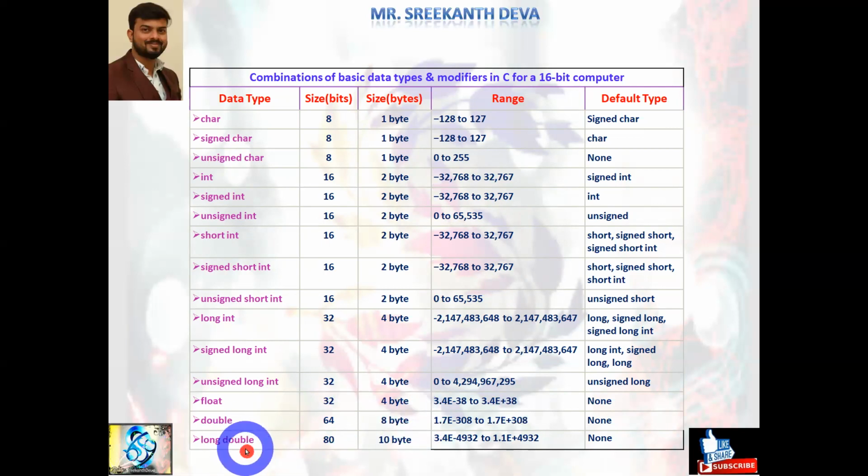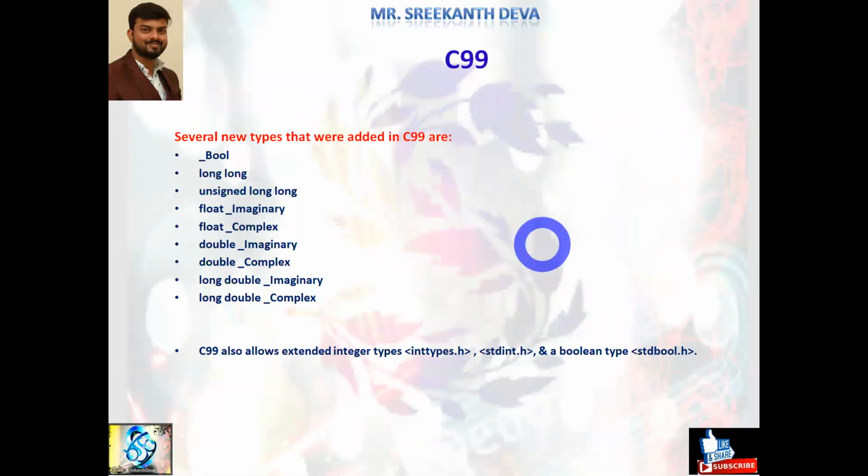And the long double type allocates 80 bits, which represents 10 bytes, since each 8 bits represents 1 byte. 10 times 8 is 80 bits. The range is 3.4 exponent -4932 to 1.1 exponent +4932. The default type is none. So you must remember this table, which represents different data types, sizes in bits, sizes in bytes, the range of the particular data type, and the default type, for 16-bit computer machines. And coming to the C99 version, several new types were added in C99, like underscore Bool. B is a capital.